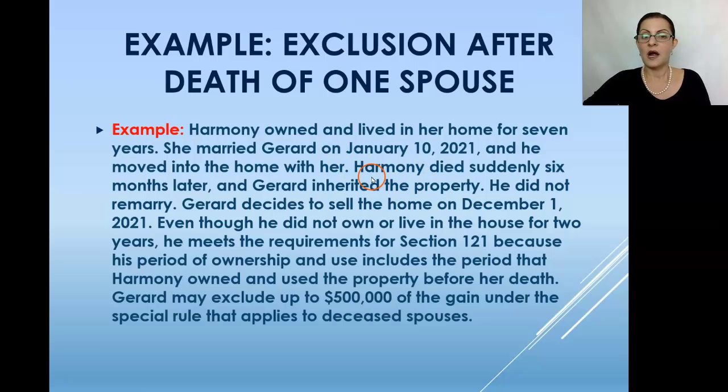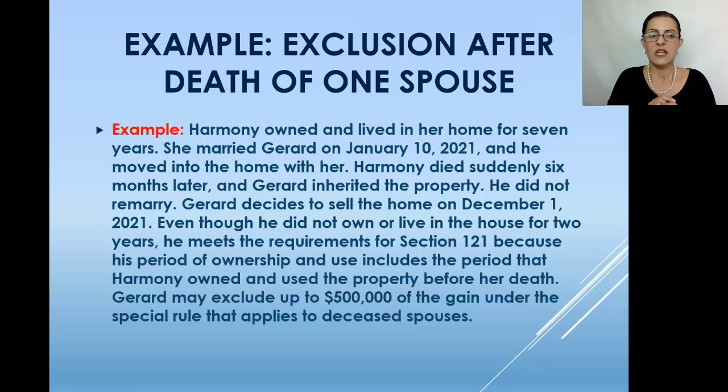He hasn't lived in the home or owned the home for 2 years. All right. Harmony dies suddenly 6 months later, and Gerard inherits the property as her spouse. He did not remarry. Gerard decides to sell the home on December 1st, 2021. So Gerard actually didn't even live in the home for a year, and Harmony was the owner, and then he inherited the property once his wife died. So he didn't own the home for 2 years either, because he just gained ownership of the home after his spouse passes away. So he hasn't technically met the ownership test or the use test.